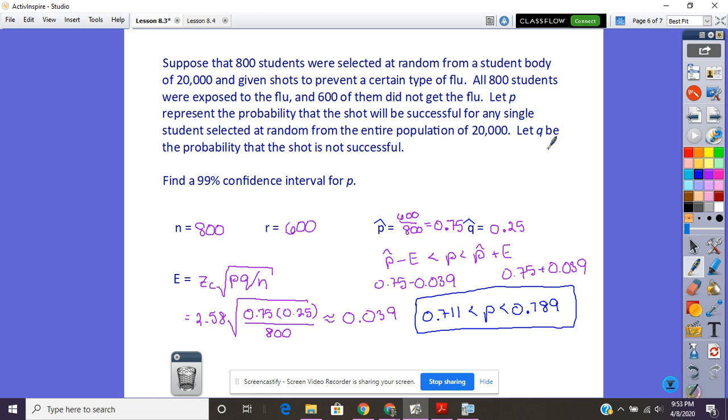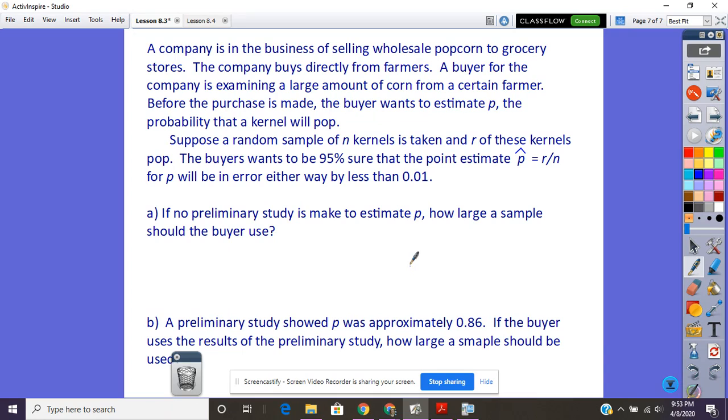Basically, we're saying that the success rate of the shot for 99% of the samples would be between 71% and 79%. All right, now we're going to talk about what happens if I don't know the sample size and I have a specific error I want to stay within, and I have a confidence level, and I want to figure out how many I have. So if I have no preliminary study, that means I don't have any idea what this p-hat is. All I know is I want to be 95% sure that I'm within 0.01.